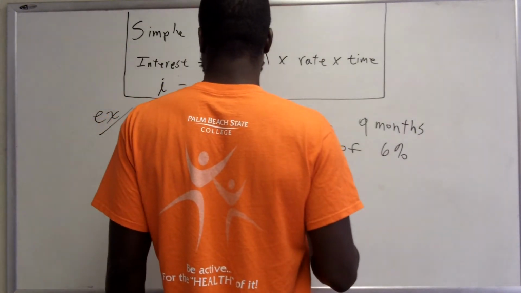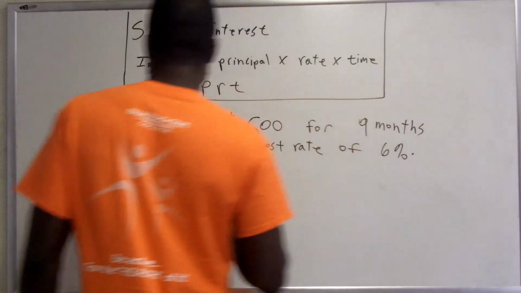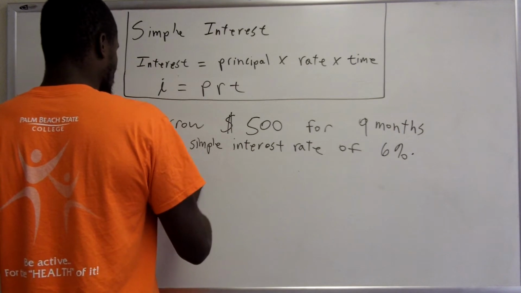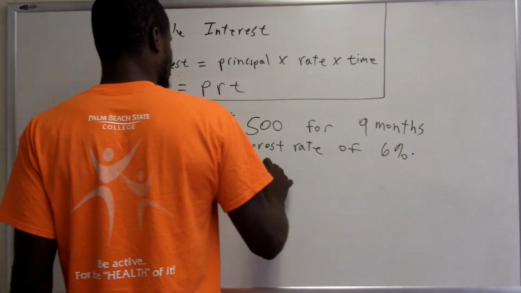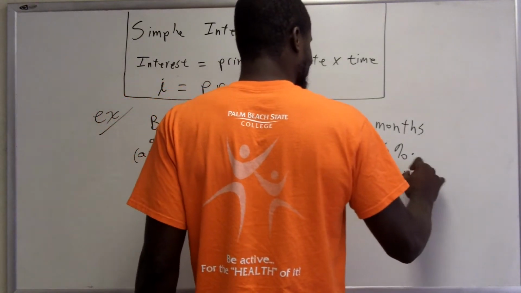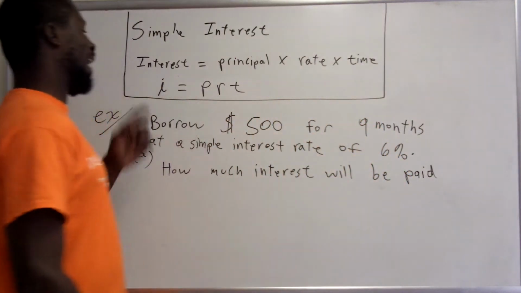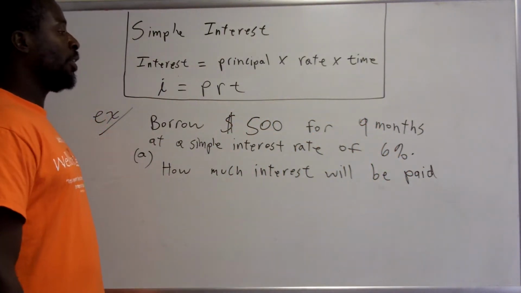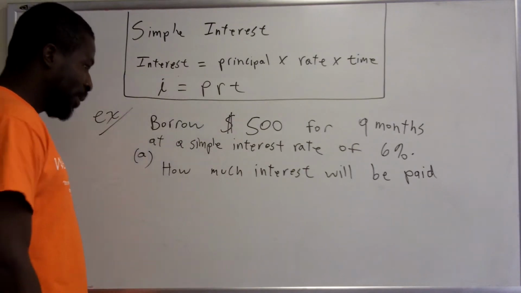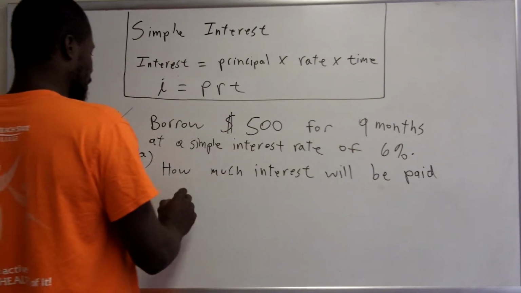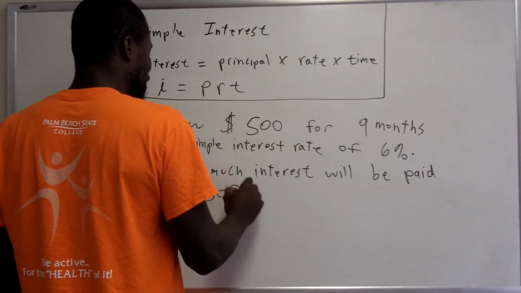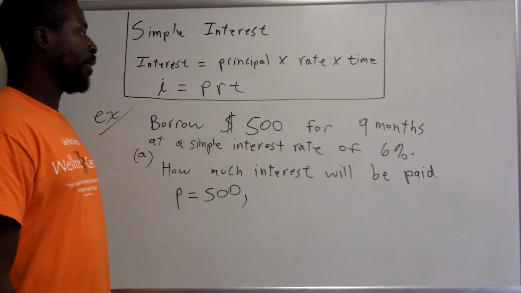And let's see. The first question I want to ask is, how much interest will be paid? So basically I'm asking you to find the amount of interest paid. So the first thing we need to find is the principal. The principal is the amount of the loan, or the amount that you borrow. So in this case, you borrow $500. So 500 is the principal for my loan. It's the amount I'm borrowing.